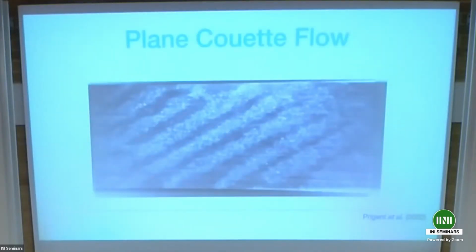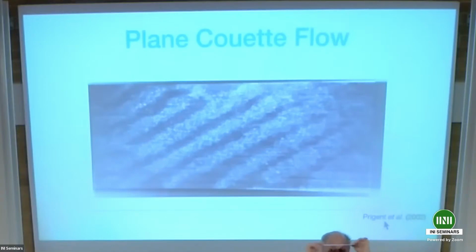Theoretically, it's much nicer to do the planar case than the circular case. So this is plane Couette flow, and it's the same group of experiments, Prigent and Dauchot in the early 2000s. So this is now plane Couette flow. And I did this for two reasons. One, it's nice. You have one plate moving one way, one plate moving the other way. But this is the aspect ratio of that experiment.